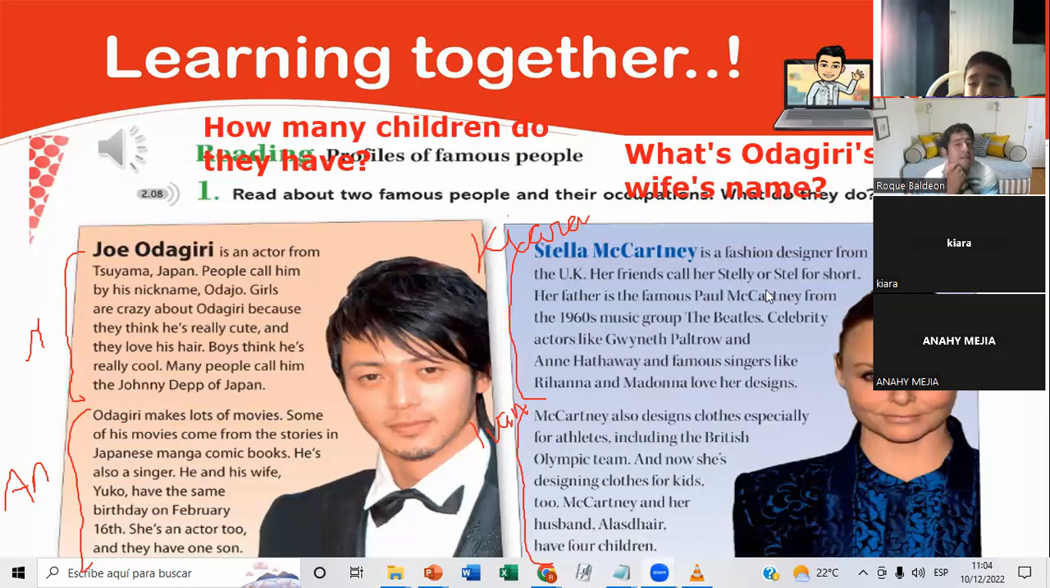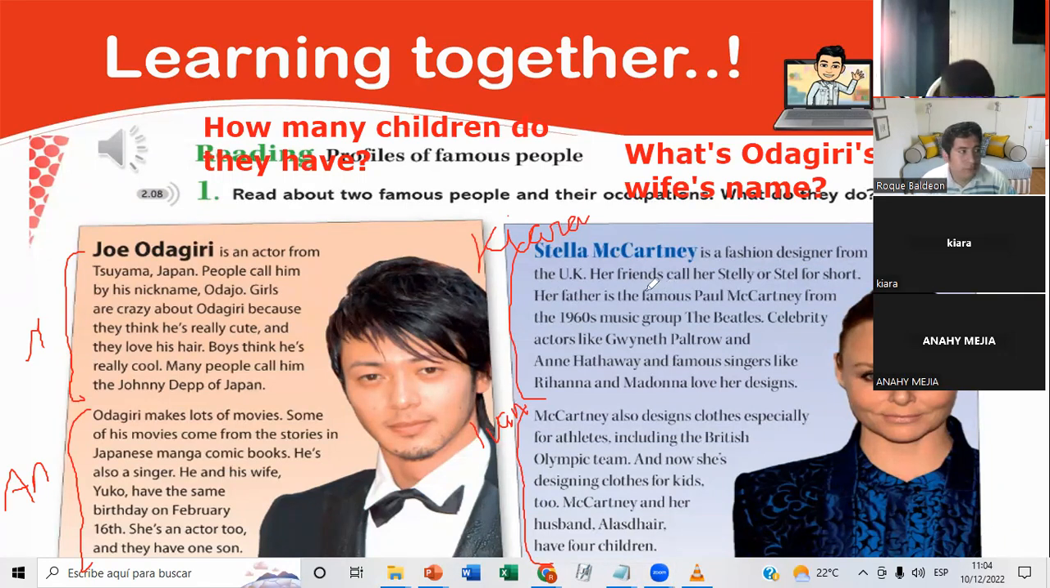Ahora sí, pasamos con Stella McCartney. Good, awesome. Read, please, Kiarita. Stella McCartney is a fashion designer. Continue, Kiarita, please. Her friends call her Stella, or Stel for short. For short.